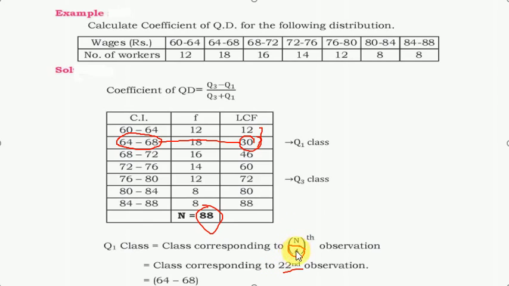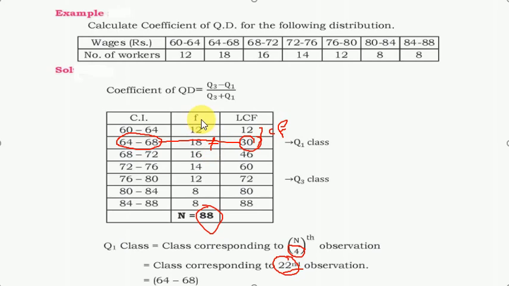So that's why n divided by 4, that is 88 divided by 4, we're going to have the 22nd observation. So here the CF is 12. This is the CF equals 12. Next highest straight to that, here frequency.